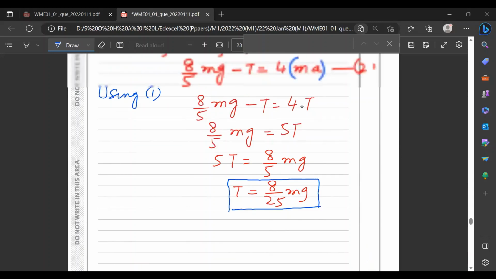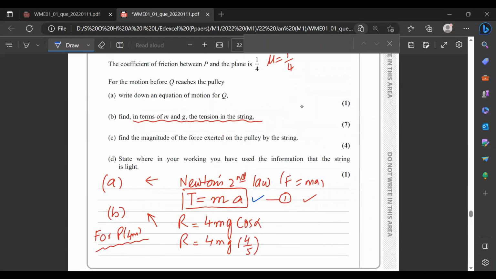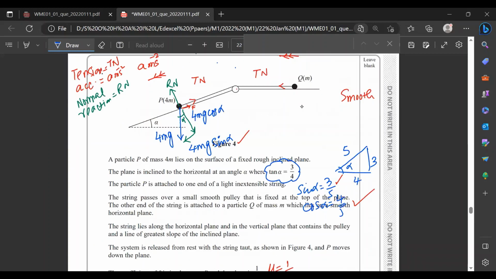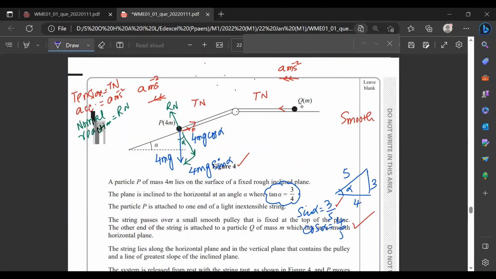This was part number 2, basic simple working. Now: find the magnitude of the force exerted on the pulley by the string. The force on the pulley is basically this force. The pulley is here. There are two forces, tension on this side and tension on that side. So relative to this pulley, the rule for the tension is that it is always away from the object under consideration. So I should mark tension here.